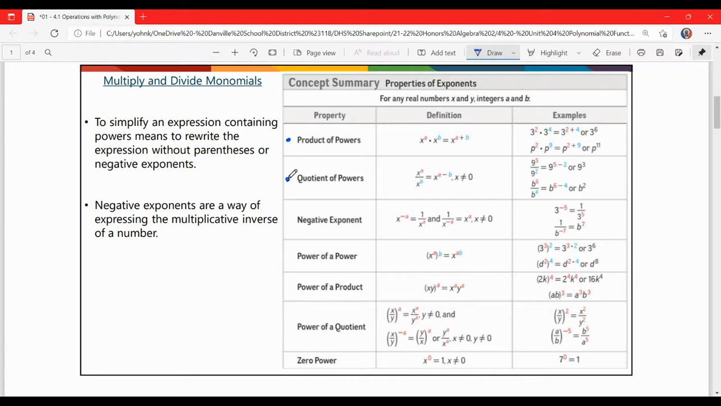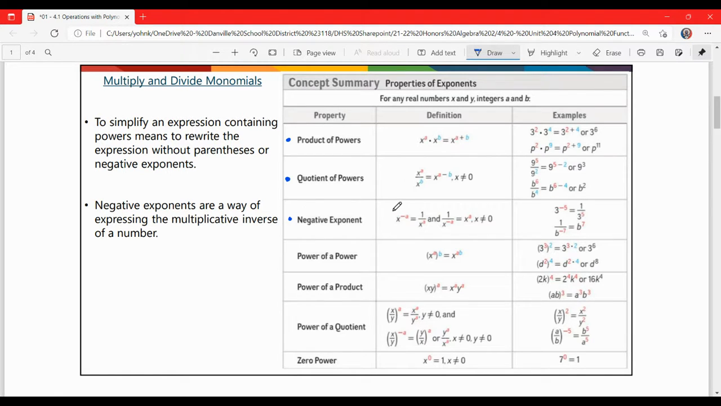The second exponent rule is called the quotient of powers. By the way, it's not necessary that you memorize the name of the rule, just how to use it. So quotient of powers says that if you have x to the a divided by x to the b, you can subtract their exponents and get x to the a minus b. So when you're trying to simplify and you have the same base, you subtract the exponents. So b to the sixth over b to the fourth, you would subtract the 6 minus 4 to get b squared.